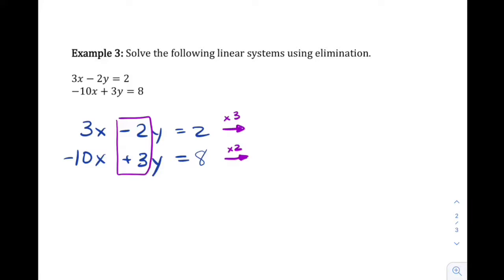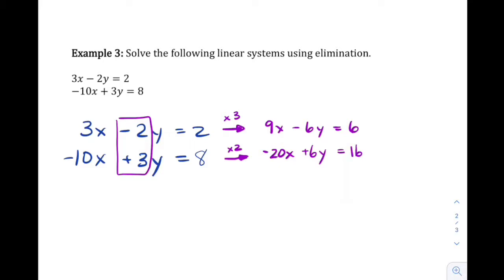So let's make our new equivalent linear system. I'm going to multiply 3 by the first term, 3 by the second term, and 3 by the constant term. When I do that, I'm going to get 9x minus 6y is equal to 6. And on the bottom, I'm going to multiply each term by 2. I'm going to get negative 20x. I'm going to get positive 6y. And I'm going to get equal to 16.